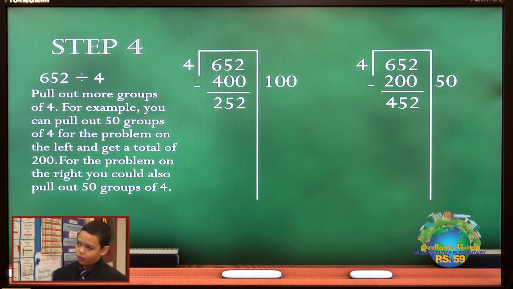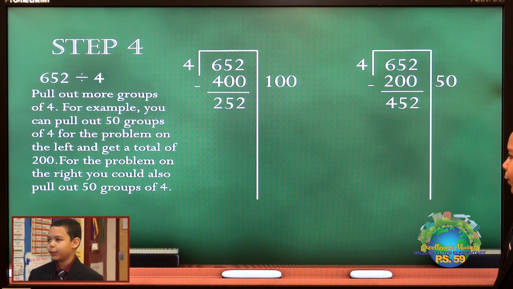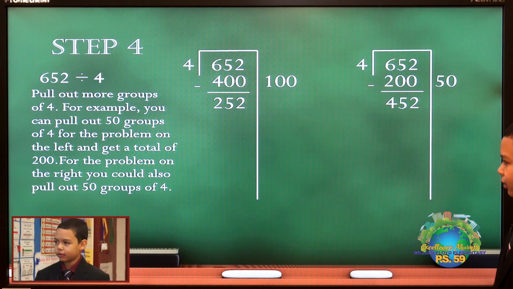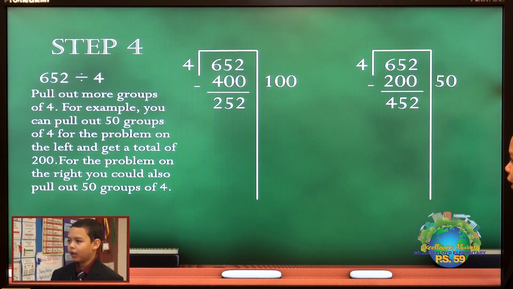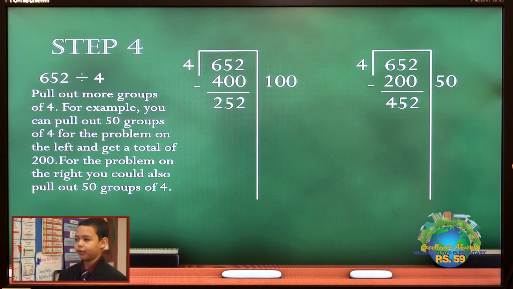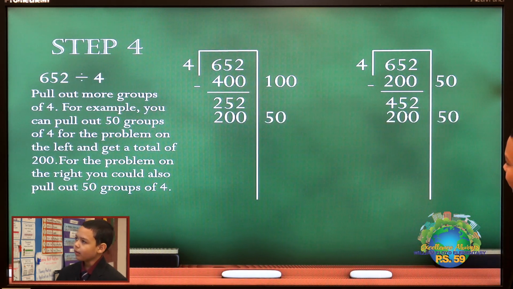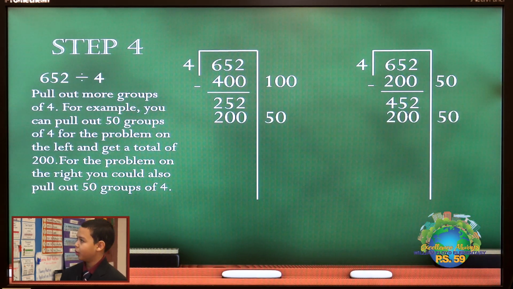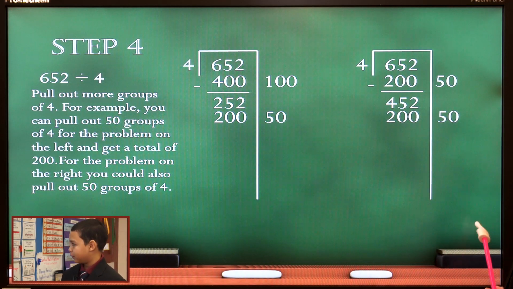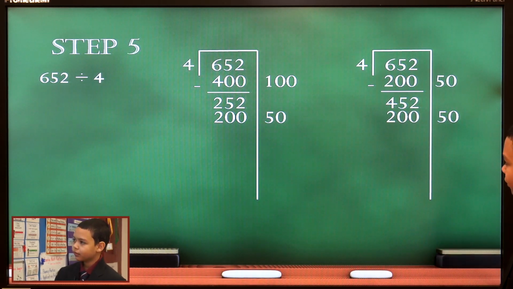Pull out more groups of 4. For example, you can pull out 50 groups of 4 for the problem on the left and get a total of 200. For the problem on the right, you could also pull out 50 groups of 4. So 4 times 50 equals 200. And 4 times 50, again, equals 200.